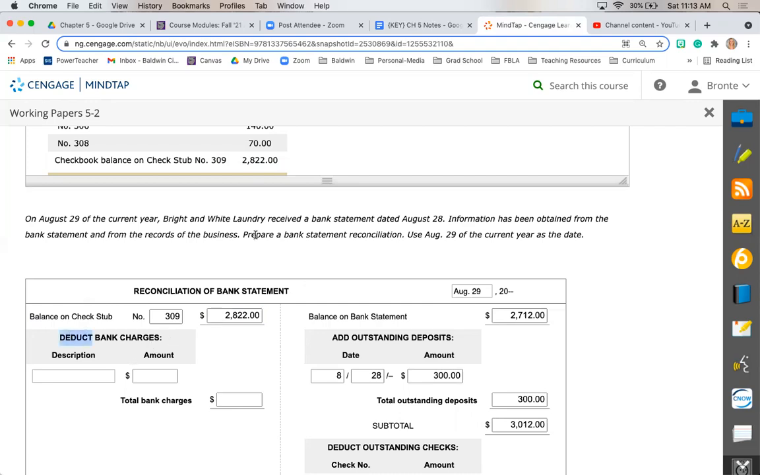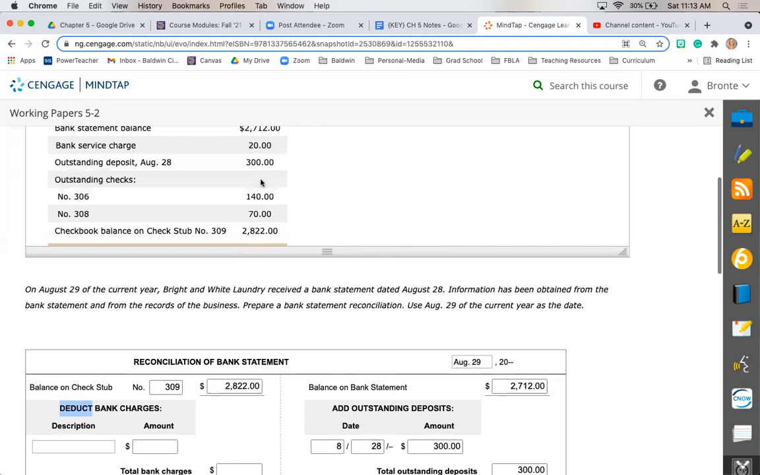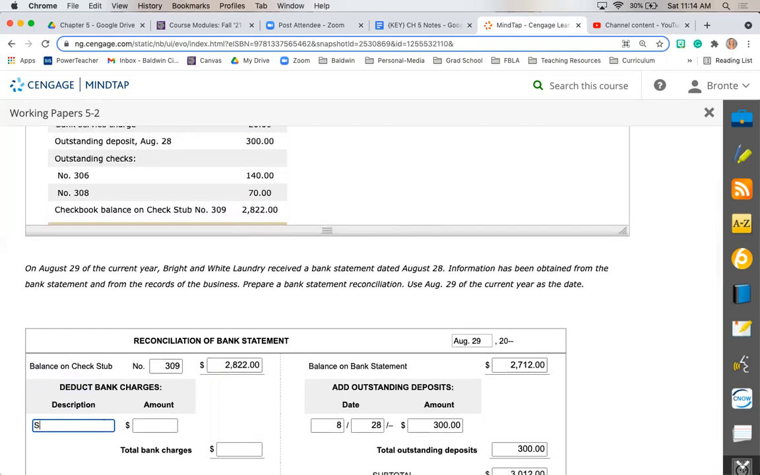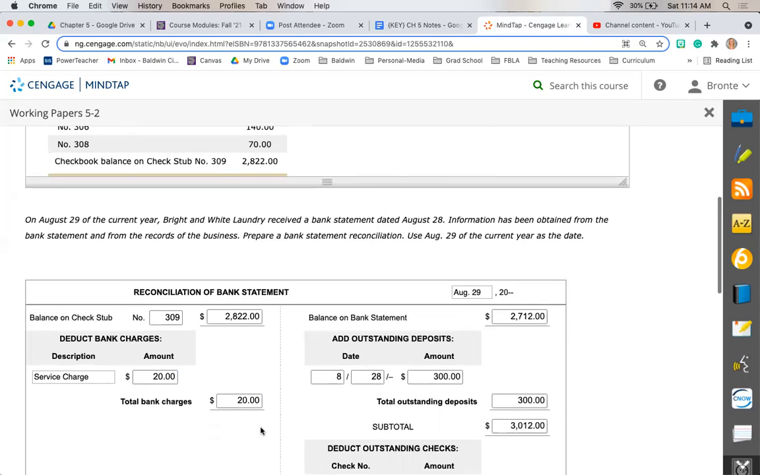Next, it wants us to deduct any bank charges. It says right here that we have a bank service charge of $20. So we're going to put the description. It is a service charge of $20. Total bank charges, $20.